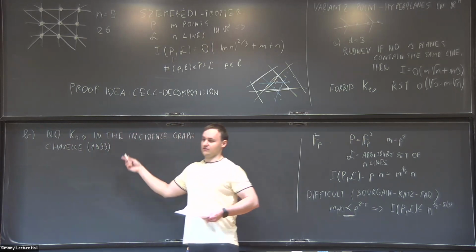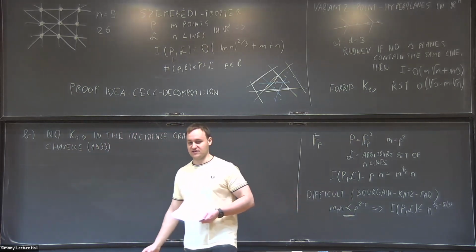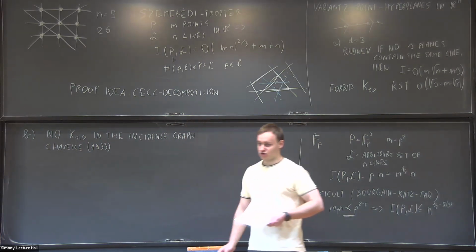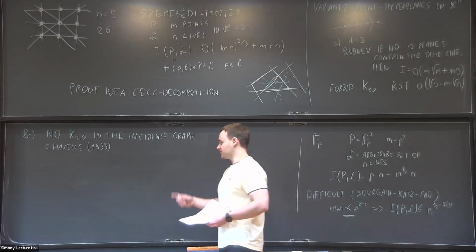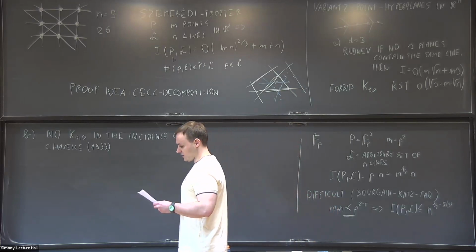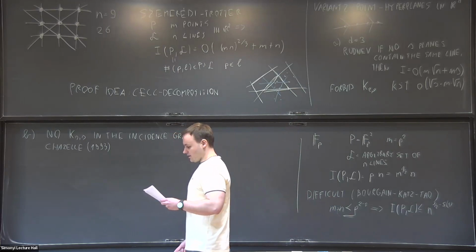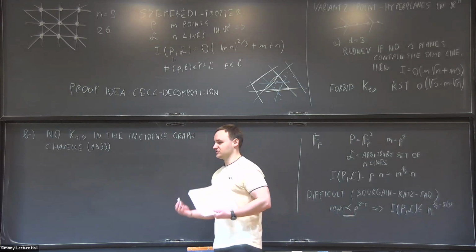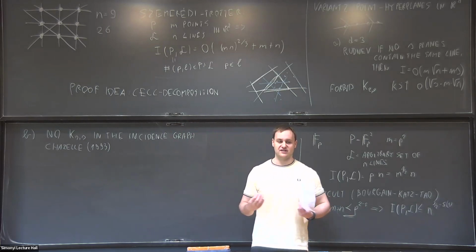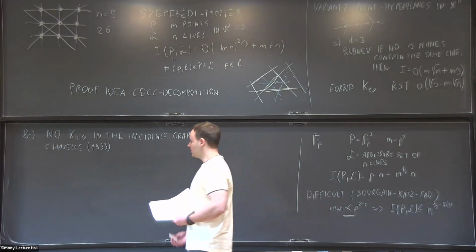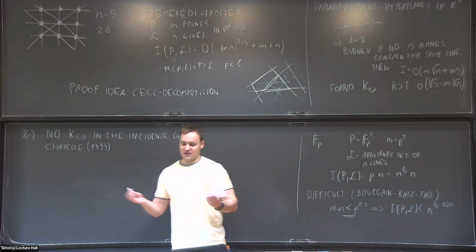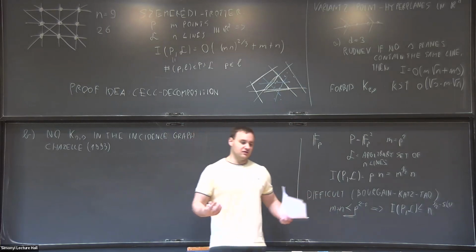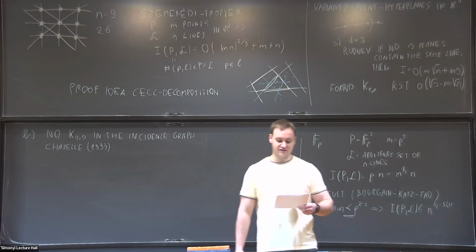His motivation for studying these point-hyperplane incidence graphs comes from multiple problems in computational geometry. One of them is the question of how efficiently you can store, or how much you can compress, a point-hyperplane incidence graph. One way to store it is, of course, to just write down all the pairs. But it turns out that you can do better.